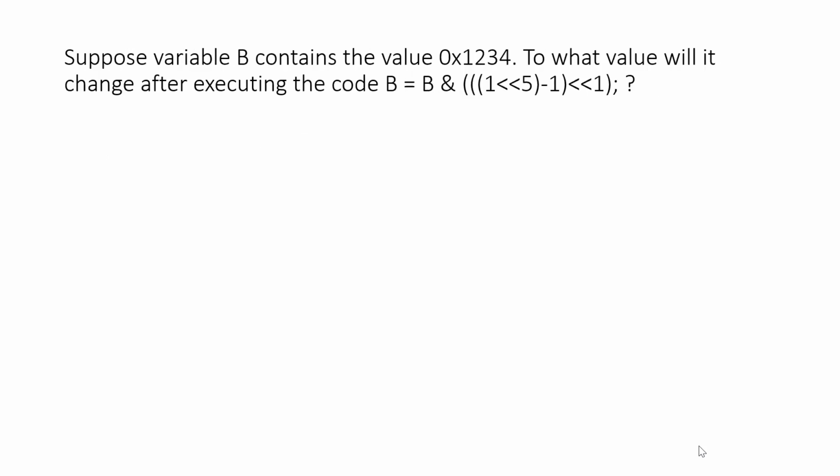Okay, next question is, suppose variable b contains the value 1234 in hex. To what value will it change after executing the code? And this one's a little bit more complicated. So this one is a bitwise AND, and we're taking 1, shifting it 5 bits to the left as we were before, but this time we're subtracting 1. So if you take 1, shift it 5 bits, it's 1 followed by 5 zeros, and when you subtract 1, you get just 5 1s, right?